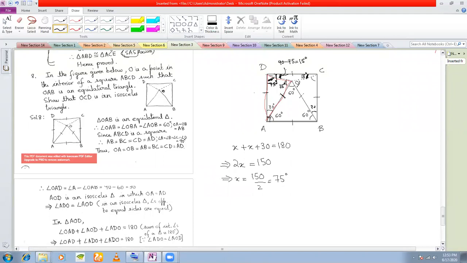So what have we shown? That in this green triangle, OCD, you have shown that these two angles are equal. And therefore, when these two angles are equal, the sides opposite to these two must be equal. And therefore, OCD is an isosceles triangle. Any questions?